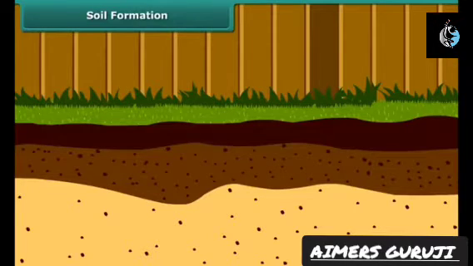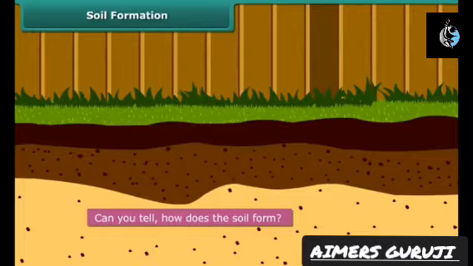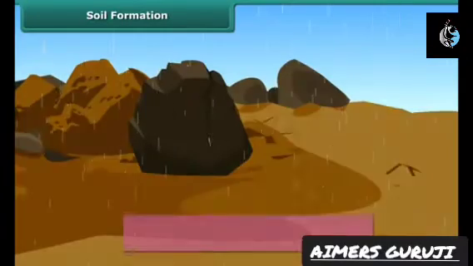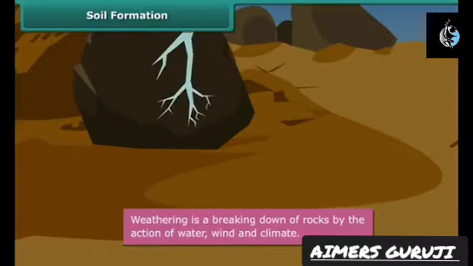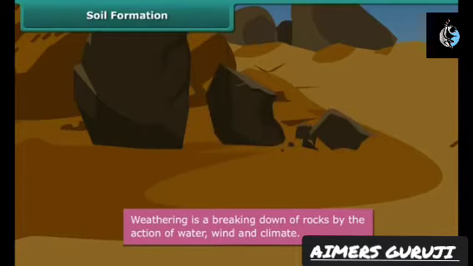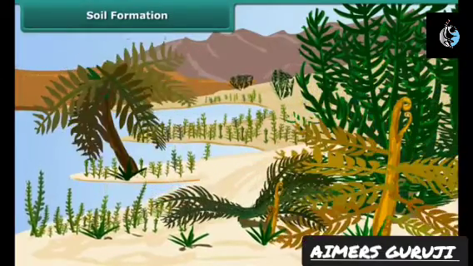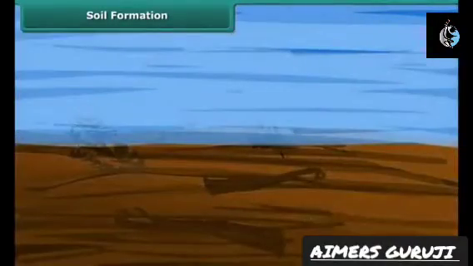Soil formation. Can you tell how the soil forms? Well, soil was formed over a very long period of time. Large rocks were broken down into smaller pieces and finally to soil by the action of wind, water, and climate in a process called weathering. Also, decaying of dead plants and remains of animals made the soil thick and rich, and eventually it became support for life.